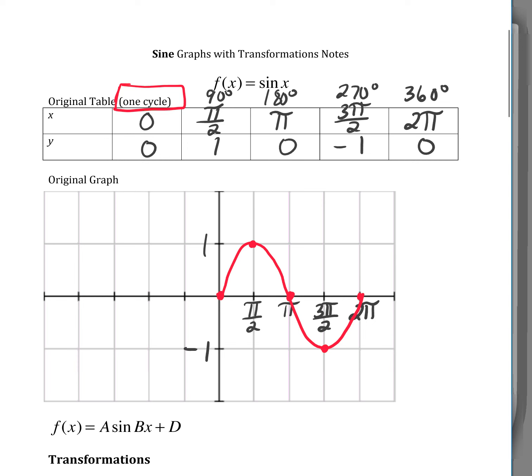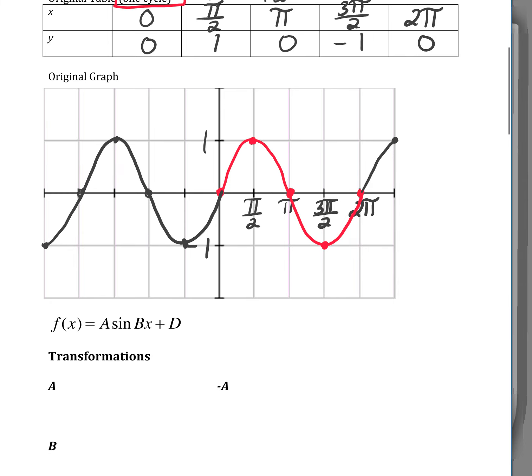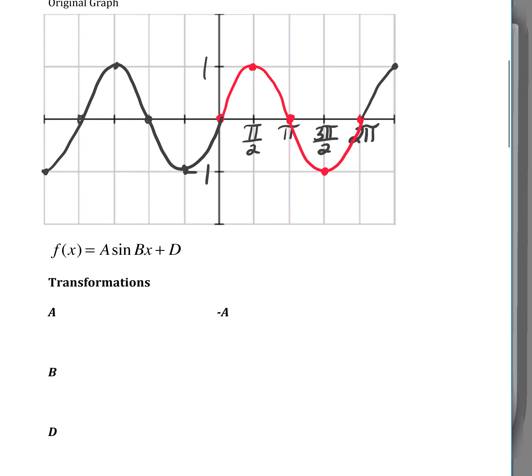I'm going to continue the graph because this is a graph that keeps on going forever to the left and right, and just use the same pattern that we graphed previously. So you get a few more waves on your graph. I'm just doing that in a different color so that it's still highlighting that one cycle that we're always going to start with. Now the transformations that we're looking at, we're skipping one of them for now. We're only doing 3 of the 4 possible transformations that we could be working with.